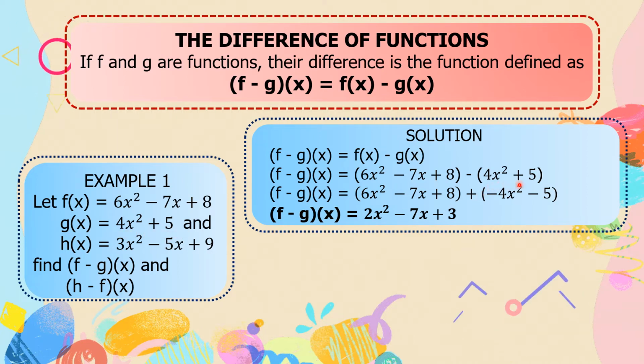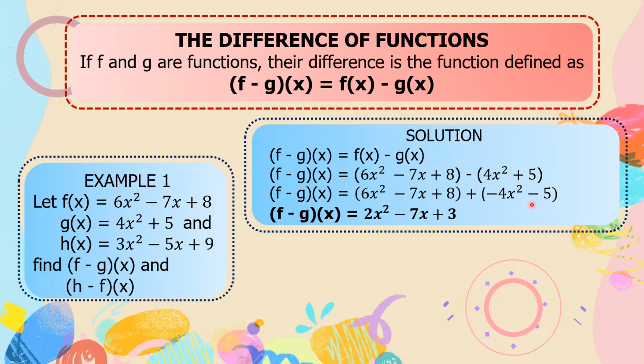Ngayon, ang rule pag nag-subtract tayo ay change the sign of the subtrahend. So, ito ang ating subtrahend. Then, proceed to addition. Meaning, yung minus sign ay magiging plus sign. So, yung minus dito ay ginawa ko ng plus. And then, i-change natin yung sign ng ating subtrahend. So, positive 4x squared naging negative 4x squared. Positive 5 ay naging negative 5.